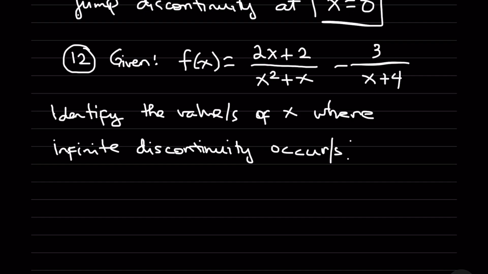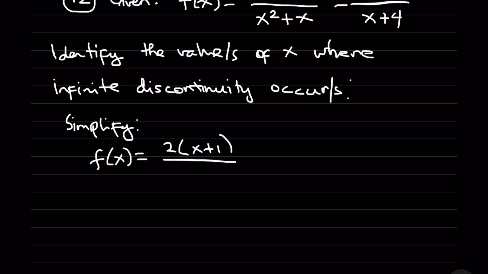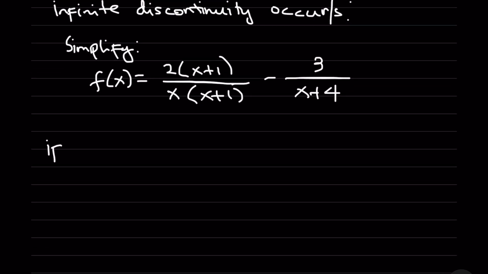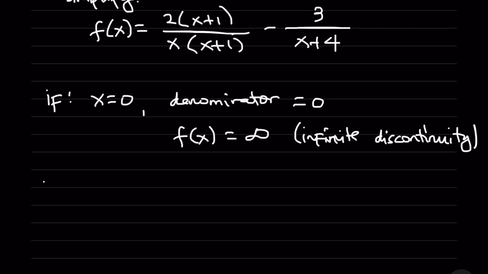You take note that this function has two parts. We must consider both of them. What we can do is simplify the function first. We can factor 2 out in the numerator, and also x in the denominator in the first term. The second term would be the same. Then let's analyze the equation. For x equal to 0, the denominator of the first term will be equal to 0, while the numerator is not equal to 0. So f of x is equal to infinity. So you have an infinite discontinuity at that point.